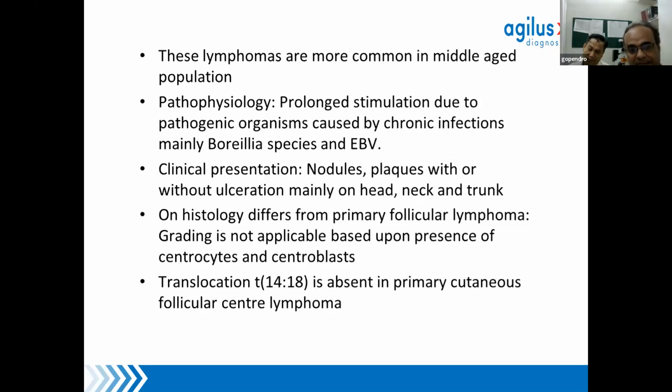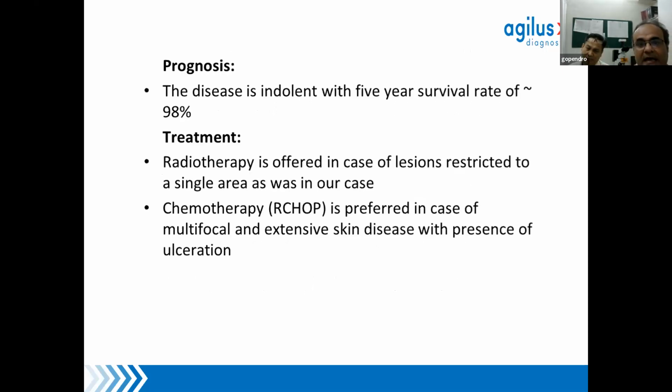And more important is going to the cytogenetics, a 14-18 translocation will be absent in these cases. In our case, it was not done anyhow. And the prognosis, as I mentioned, it is an indolent disease. 5-year survival rates are very good, up to 98%.